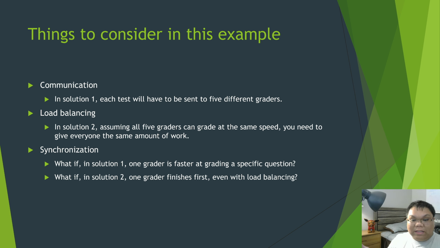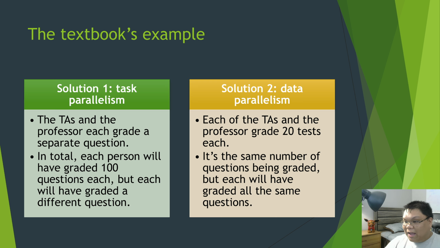That's pretty reasonable, but sometimes it might be the case that one person in this chain might be grading a question faster than the others, and whoever's next in this chain might get a pileup of exams to grade. I'm talking about the task parallelism example.